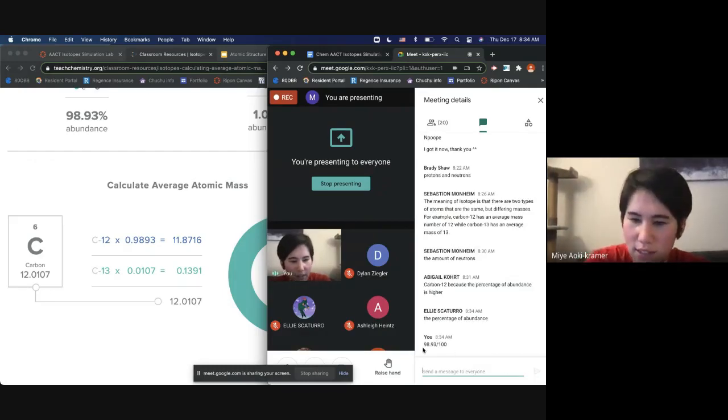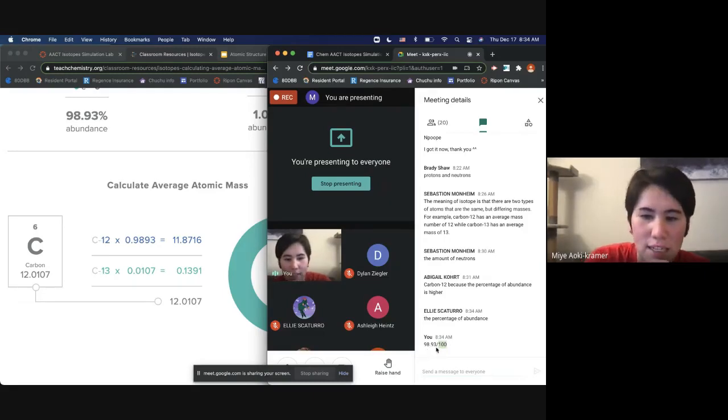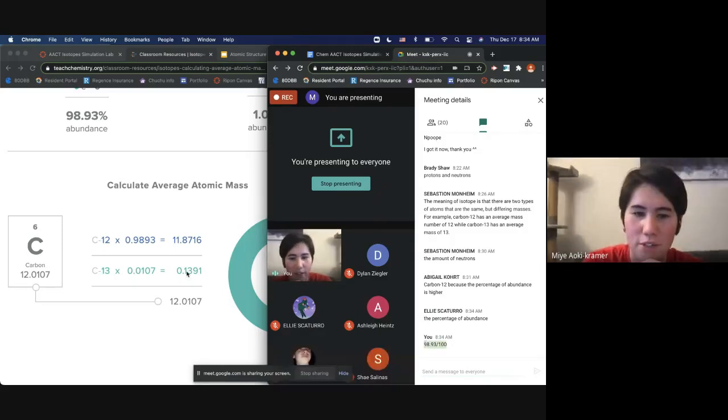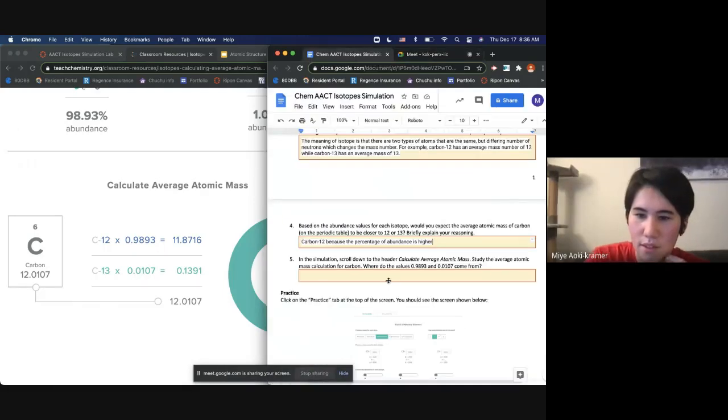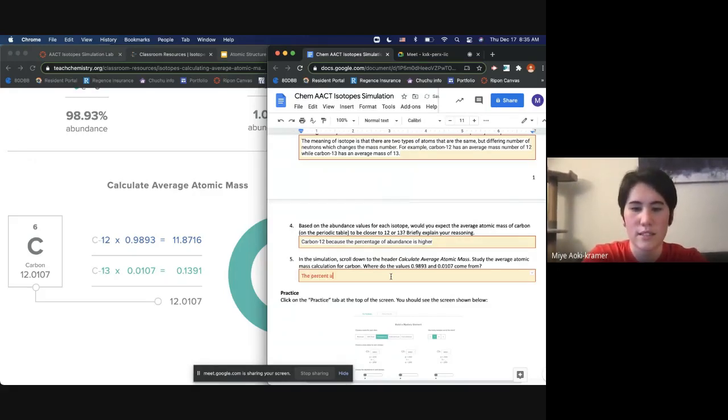In the chat, you can see I sent 98.93 divided by 100. That's what a percentage is. If you break down the word percent, it means per 100, because cent, that's Latin roots for 100. So it's 98.93 per 100. So we're going to divide by 100, and that's where the 0.9893 comes from, and the 0.0107 comes from. So they are the percent abundance.